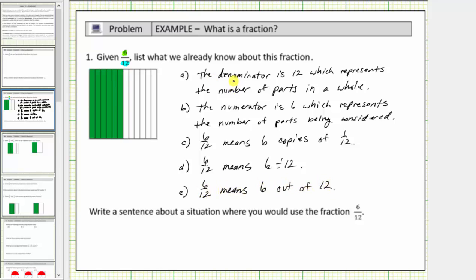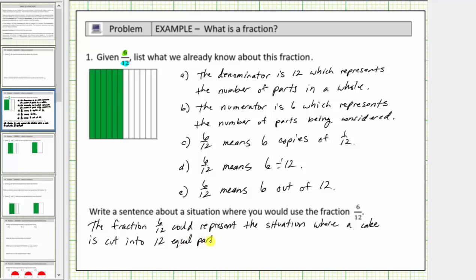Now that we have a pretty good list of what we know about this fraction, let's write a sentence about a situation that would use the fraction 6/12. The fraction 6/12 could represent the situation where a cake is cut into 12 equal parts and 6 of the pieces are eaten.